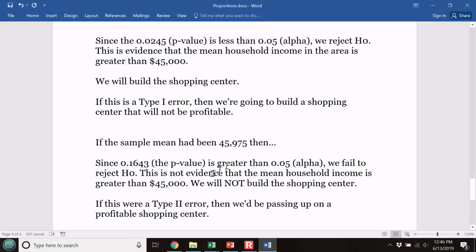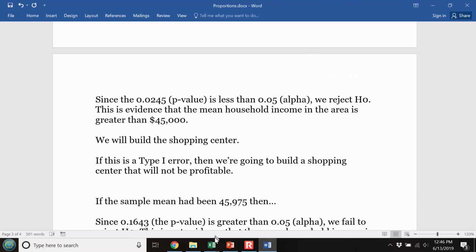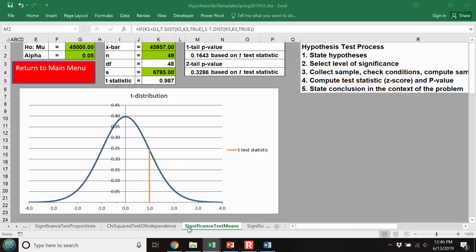You can't avoid type 1, type 2 error. You just need to be aware that they're out there and that no statistical decision is ever absolutely guaranteed. That's one reason they're called probability values, but you still have to make them.